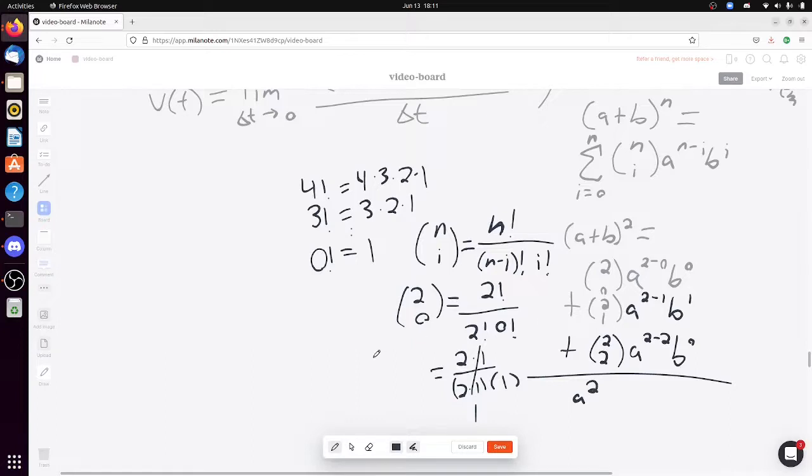Now for the second term, we're going to be 2 choose 1. That's going to equal 2 times 1 divided by 1.